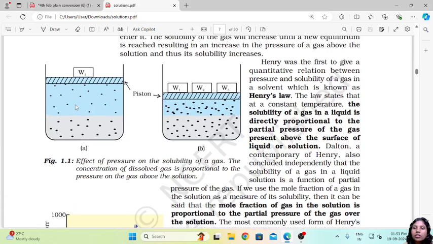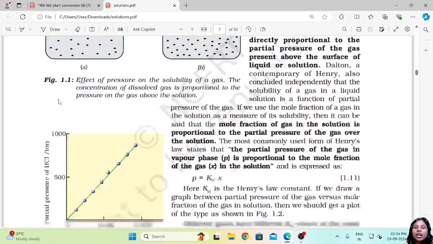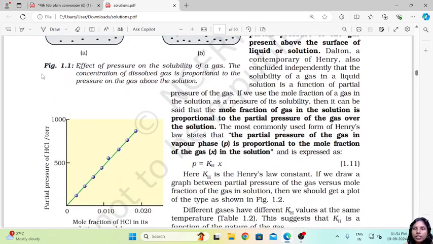Henry was the first one to give a quantitative relation between pressure and the solubility of a gas in a solvent, which is known as Henry's law. So now let's see what Henry's law states. It states that at constant temperature, the solubility of a gas in a liquid is directly proportional to the partial pressure of the gas present above the surface of the liquid or solution.